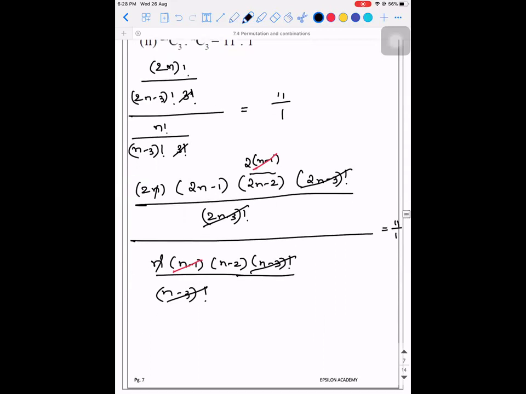2n minus 1 into 2 by n... No, you have a 2 here. Don't miss this: 2 into 2, 4 into (2n minus 1), the whole divided by (n minus 2), is equal to 11. That's it. Now how can we solve the problem? Cross multiply, which implies 11n minus 22 is equal to 8n minus 4. So 3n will be equal to 18, n will be equal to 6. That's right. You can mute yourself.